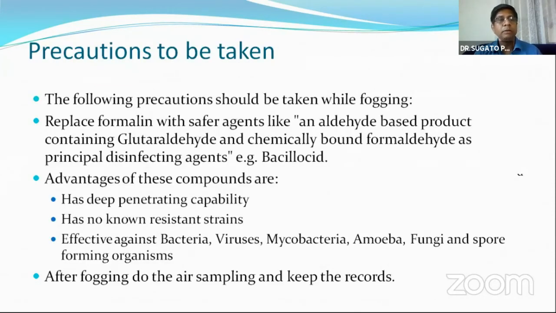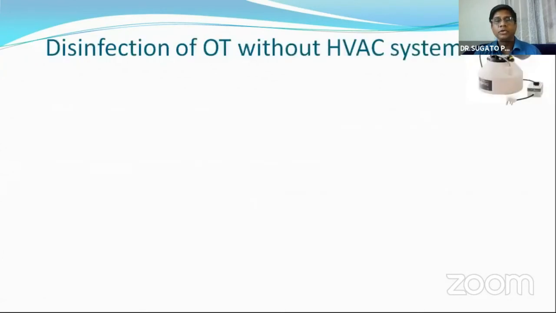Precaution should be taken because formalin is carcinogenic, so it is gradually being replaced with aldehyde-based products containing glutaraldehyde and chemically bound formaldehyde, such as bacillocid, as I've mentioned. The advantages are that it has deep penetrating capability, there is no resistant strain, and it is effective against all sorts of organisms. After fogging, air sampling should be done.